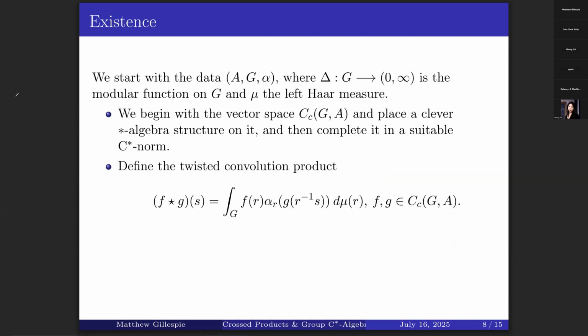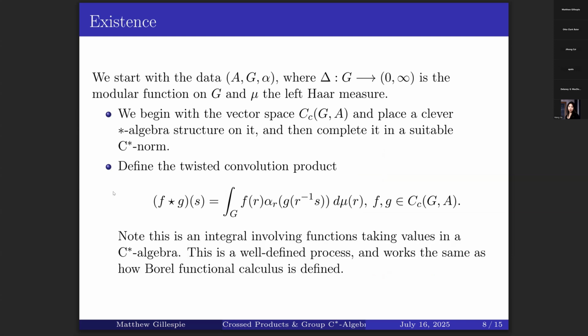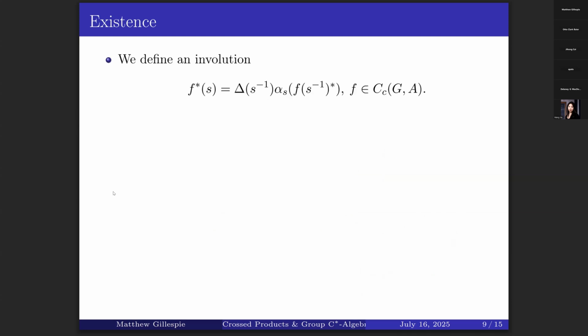Right, so that's our twisted convolution product. And I do make a mention here that it's basically how you would define the Borel functional calculus. It's a very similar process, how you define these integrals. We also define an involution in the following way.